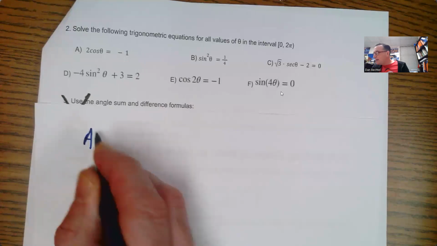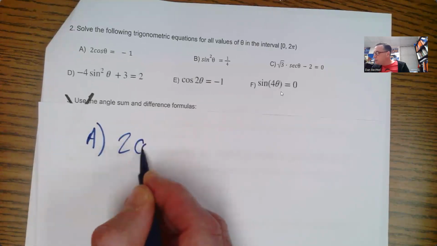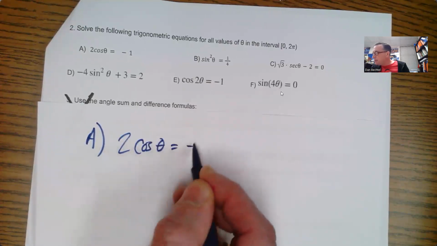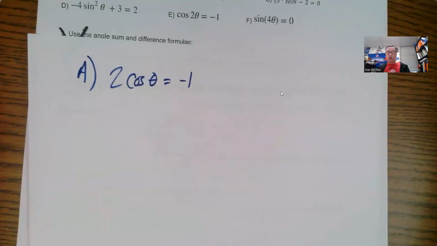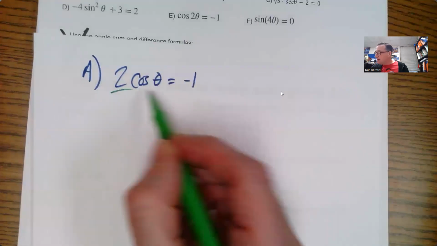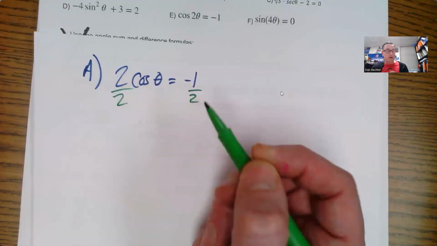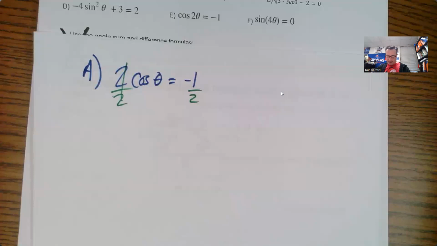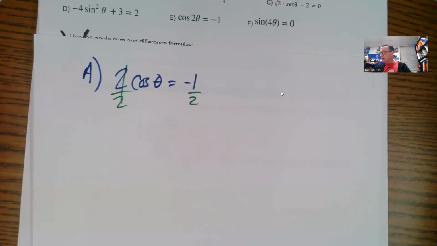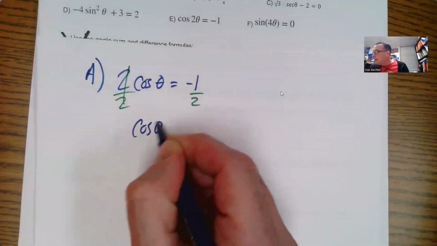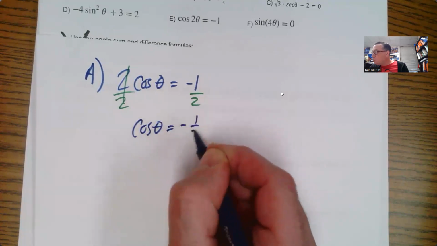So problem A is going to be that 2 cosine theta is equal to -1. Now, first thing that I want to do when I'm solving this, I want to get this to the point where I've got just the cosine by itself so I can start to figure out where things are going to be at. So, you guys have done plenty of this. I'm going to divide both sides by 2 to get rid of my coefficient. This is going to cancel out, and I'm going to get the cosine of theta is equal to -1/2.